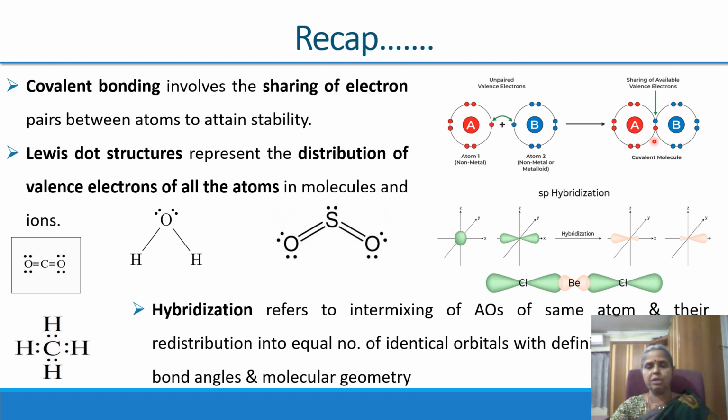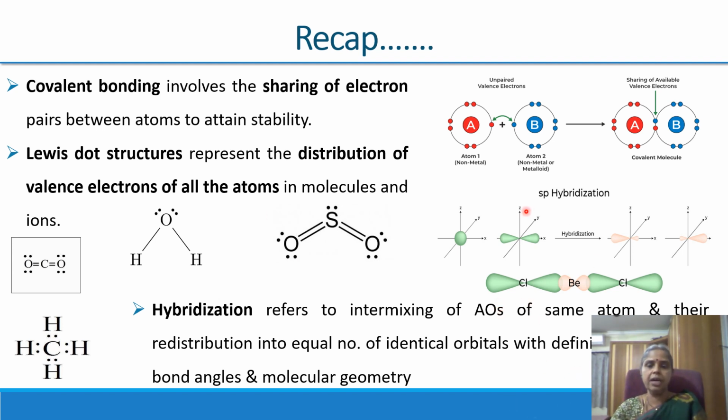You can see here how electron pairs are shared, and both the atoms A and B have acquired the octet. You can see here the Lewis dot structures. In SO2, sulfur has one lone pair, each oxygen has two lone pairs, and sulfur and oxygen have two bond pairs between them. You can see the water molecule. So we have shown how the electrons are distributed in the valence shells of the atoms that are bound through covalent bonding. It need not be a single bond.